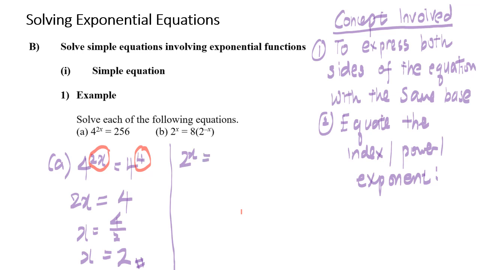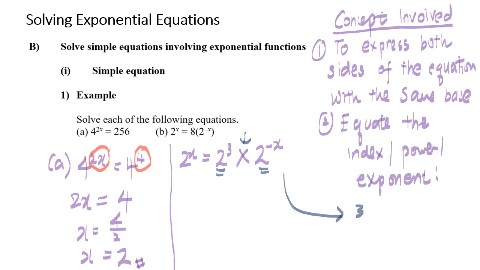Right, so we can write 8 as 2 to the power of 3. That's why you don't really need the calculator to help you. And then change the bracket to times. So it will be times 2 to the power of negative x. And here, observe that you have the same base and you are getting a times in the middle.